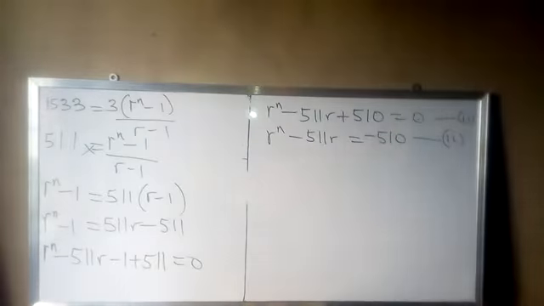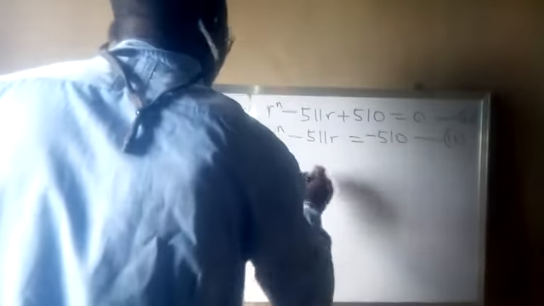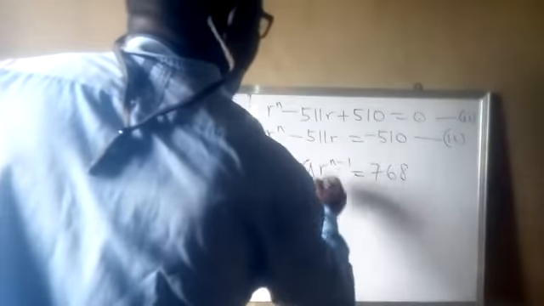Now in equation 1, we know that equation 1 came from L equals a r raised to power n minus 1, and L there is equal to 768. When we put 3 here, let's recall here.